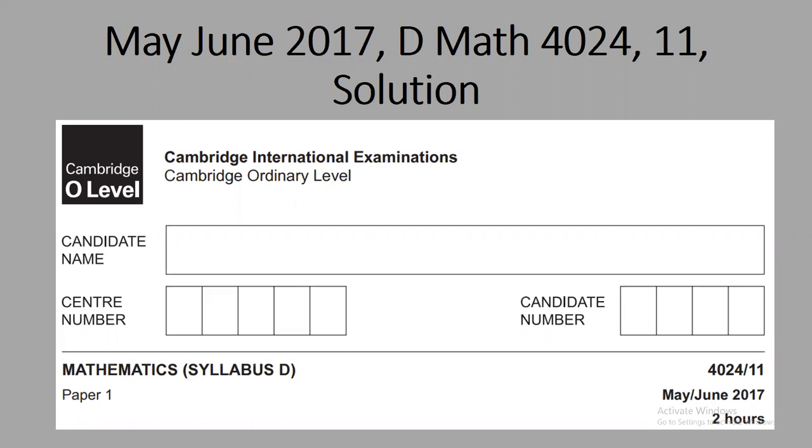Mathematics Syllabus D. We also call this D Maths 4024. Today we have set our hearts to solve paper 1, and for this purpose, we have selected the May-June 2017 1-1 paper. The time allowed is 2 hours, and you cannot use a calculator in this paper. In this video, I'm going to present to you the solution of this paper. So let's start today's paper, and here we go.